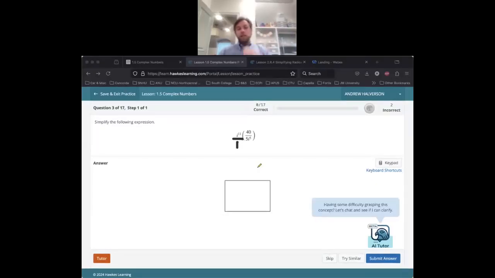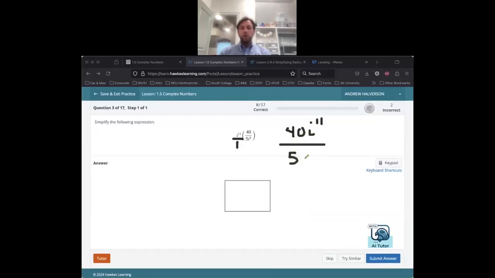So if I'm going to treat this as the multiplication of fractions, how do we multiply fractions? Going all the way back. Straight across, right? So if we do straight across, this becomes, in the numerators, 40I to the 11th over 5I to the 5th. What can we do from here? Well, what did you do in the past when you had letters and numbers in the top and bottom of a fraction?